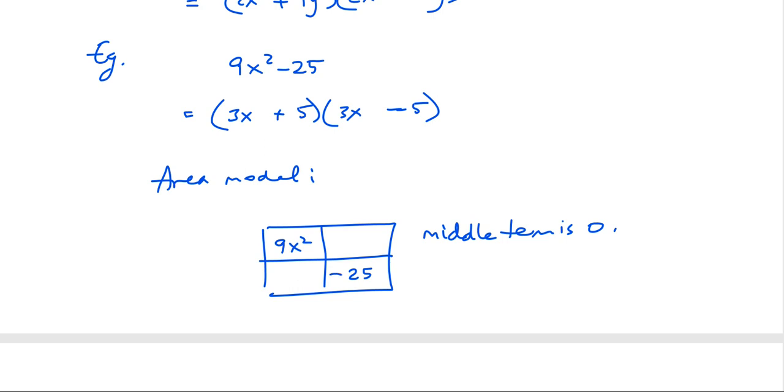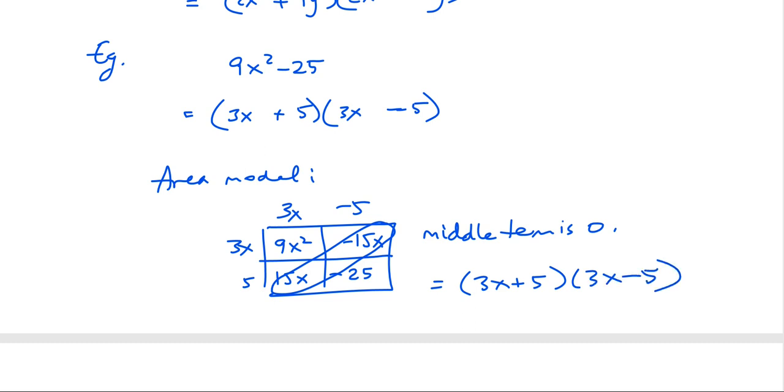That's all we have. So 9x squared, how are we going to write it? Well, we could do 3x by 3x. The negative 25 would have to be 5 by 5. Now one of them needs to be negative. And now we check. 3x times negative 5 is negative 15x. 5 times 3x is positive 15x. When you add these together, you do get 0. And so that explains there's no middle term. So I can factor this into 3x plus 5 times 3x minus 5, which is the same thing that I got before. Okay, so feel free to use an area model if you want to, or you can just go straight to the brackets. Right, a couple more examples.